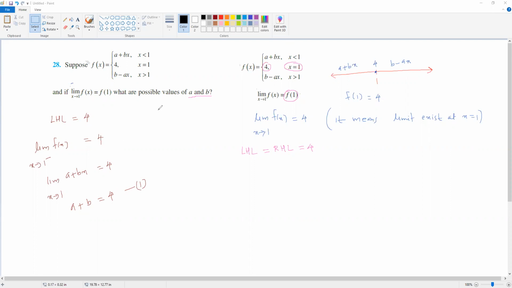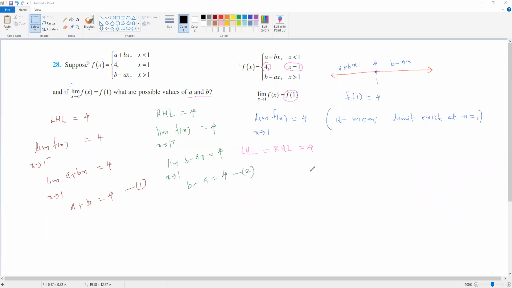Similarly, the right hand limit is also equal to 4 because the limit exists. Limit exists means the left hand limit exists, the right hand limit exists, and both are equal. As x approaches 1 from the right side, your function is b minus ax, which is equal to 4. By direct substitution, b minus a is equal to 4. That is your second equation.